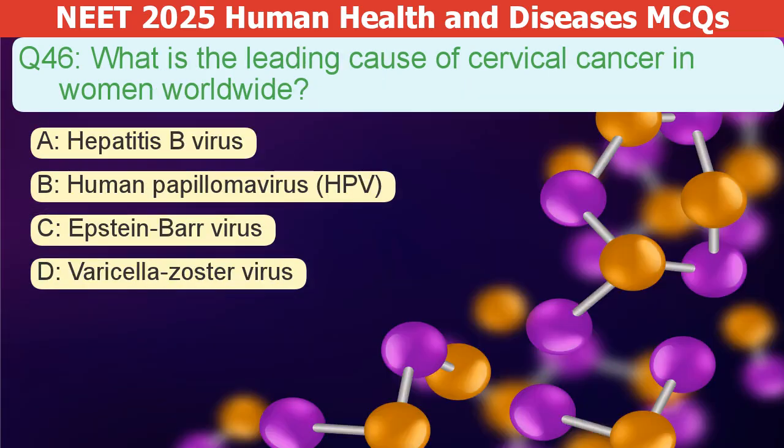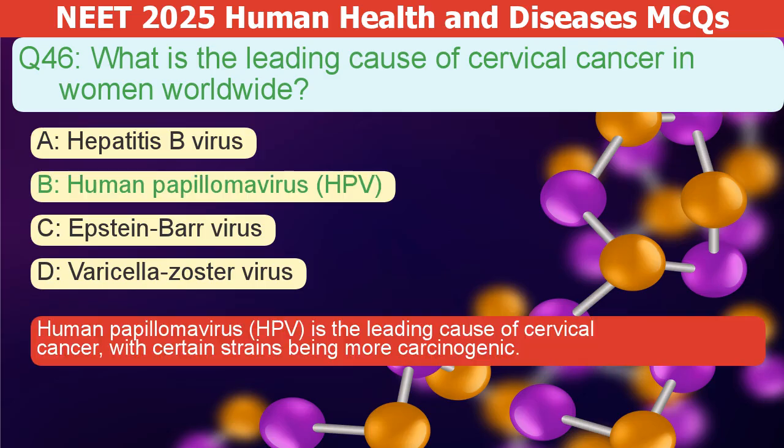What is the leading cause of cervical cancer in women worldwide? A. Hepatitis B virus. B. Human papillomavirus, HPV. C. Epstein-Barr virus. D. Varicella-Zoster virus. The correct answer is B. Human papillomavirus, or HPV, is the leading cause of cervical cancer, with certain strains being more carcinogenic.